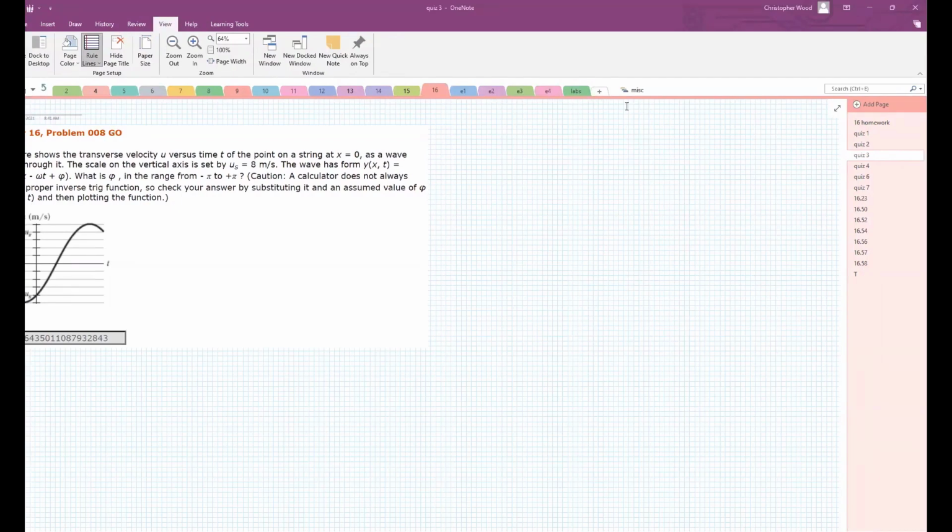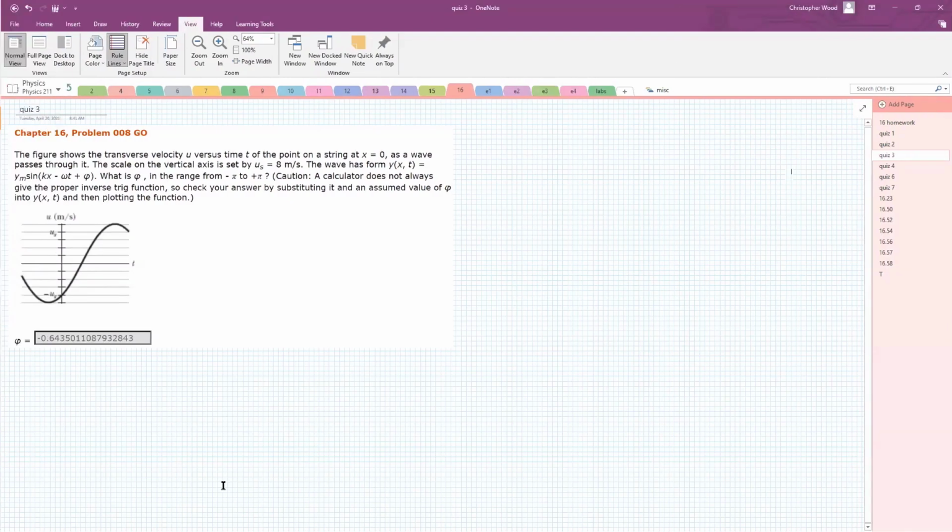Let's do this problem. By the time we're done with these quizzes, we're going to be really familiar with all of these various properties of waves, which is good. That is a gratifying accomplishment.